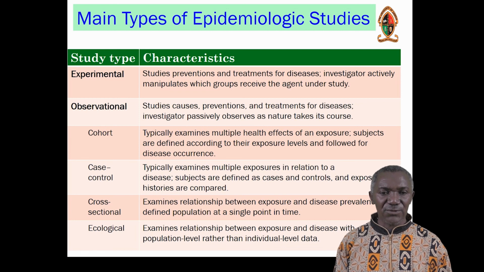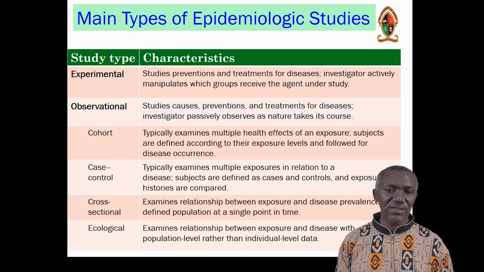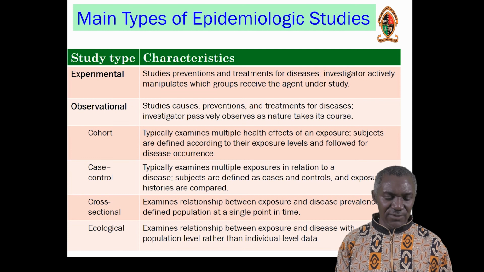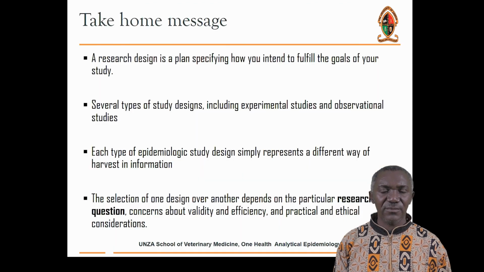Then we have the cross-sectional study. It examines the relationship between exposure and disease prevalence in a defined population at a single point in time. We'll come back to this later. And the ecological study examines the relationship between exposure and disease at population level rather than individual level. So exposure levels are assessed at population level, not individual level.